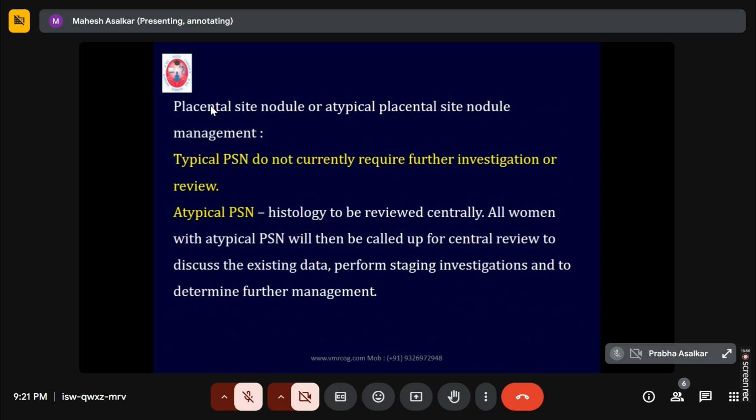So if you have an atypical placental site nodule, then definitely these patients require a referral. The pathology should be reviewed centrally, staging investigations are to be done, and further management is to be decided in consultation with the referral center.